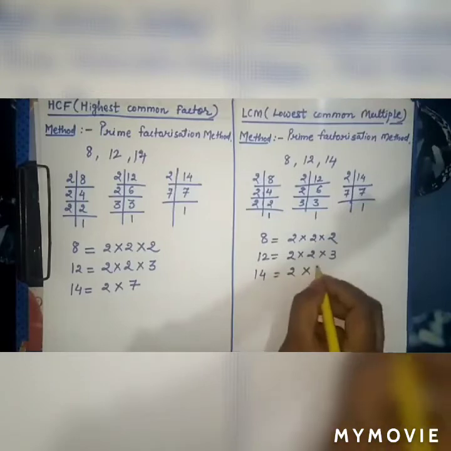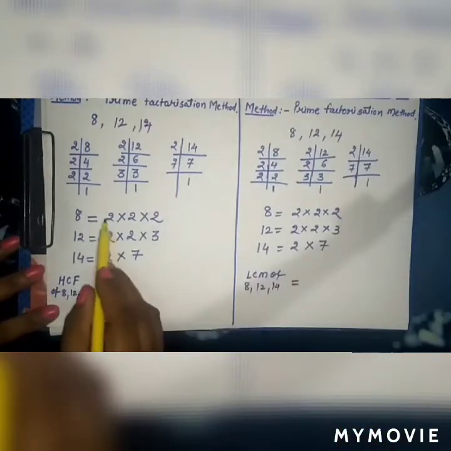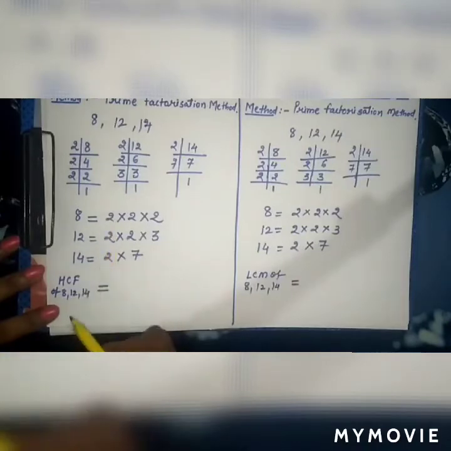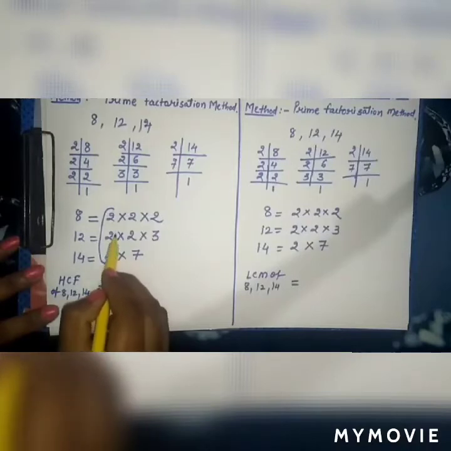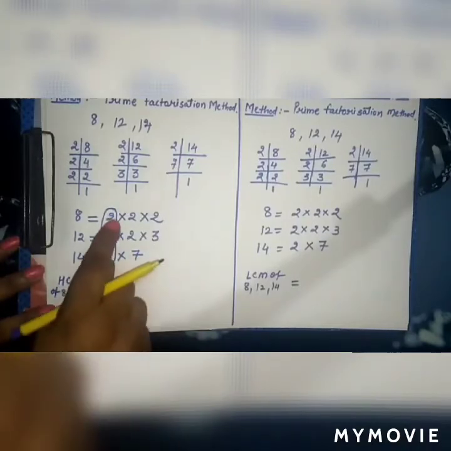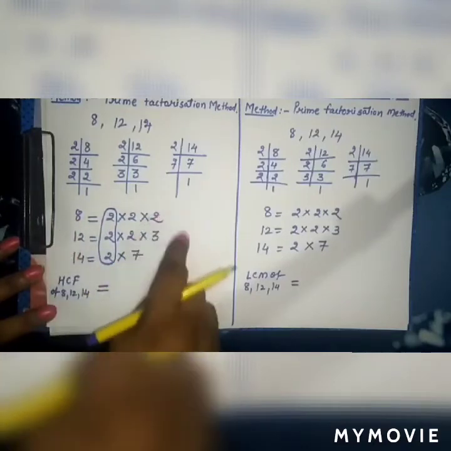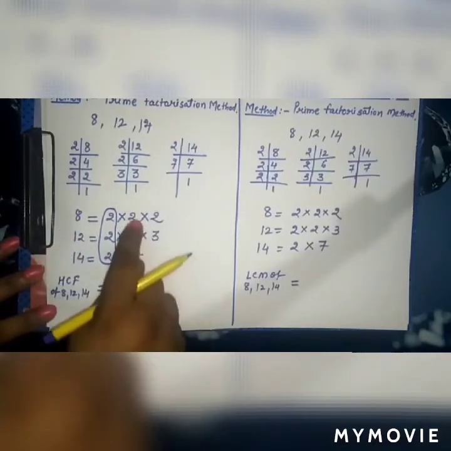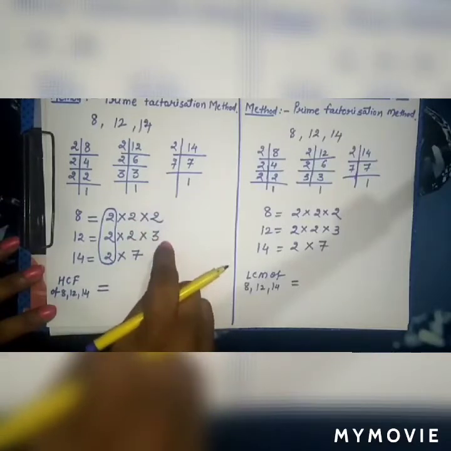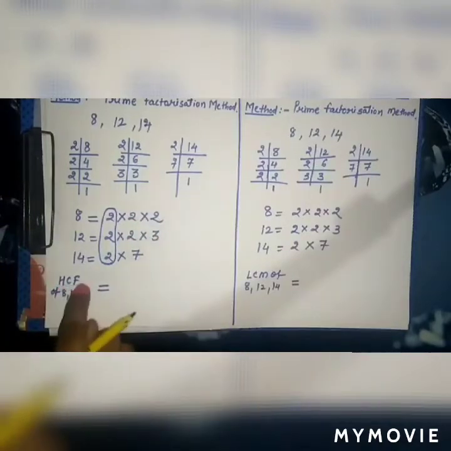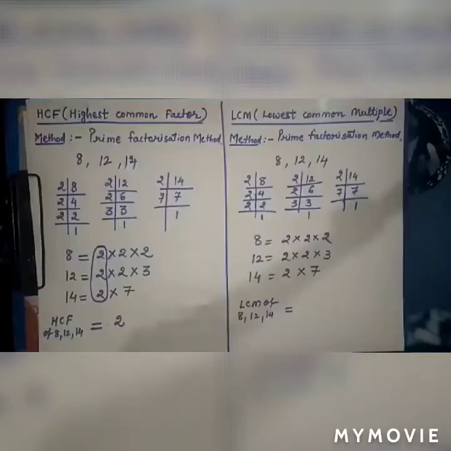Now, till here the process for HCF and LCM is the same. For HCF we will check for a common factor which is present in 8, 12 and 14. If there is no common factor present in these three numbers, we will consider 1. But it is clear that 2 is the common factor present in 8, 12 and 14. We are not interested in any other factor which is present in either two numbers or one number. So 2, 3 and 7 are not considered as a common factor. So here the HCF of 8, 12 and 14 is 2.